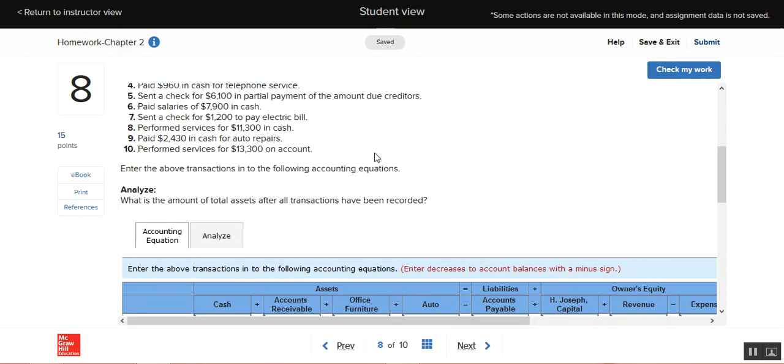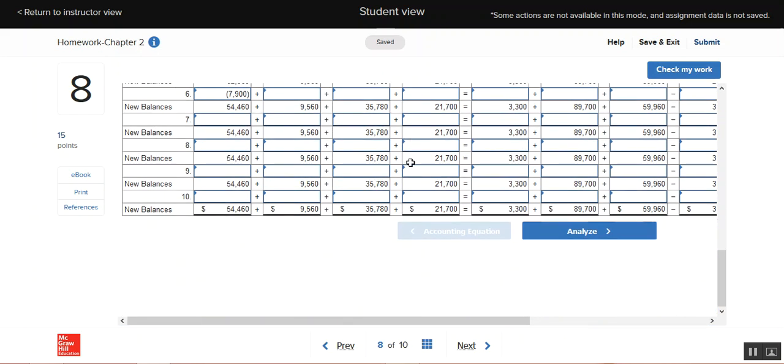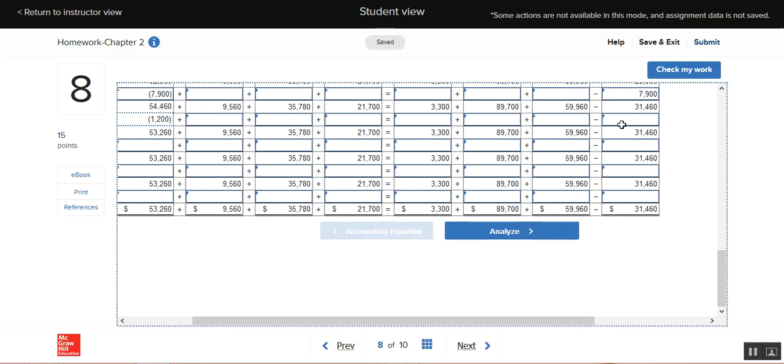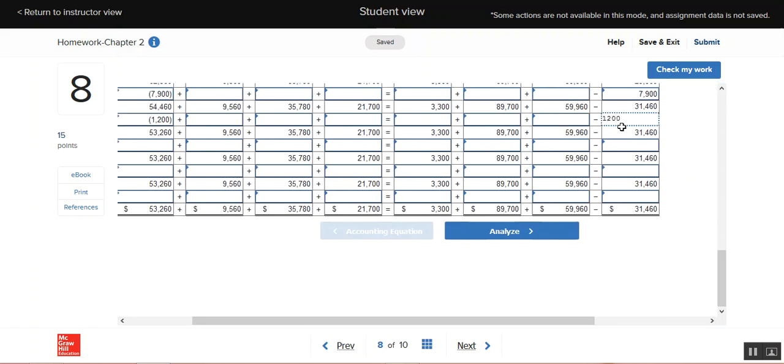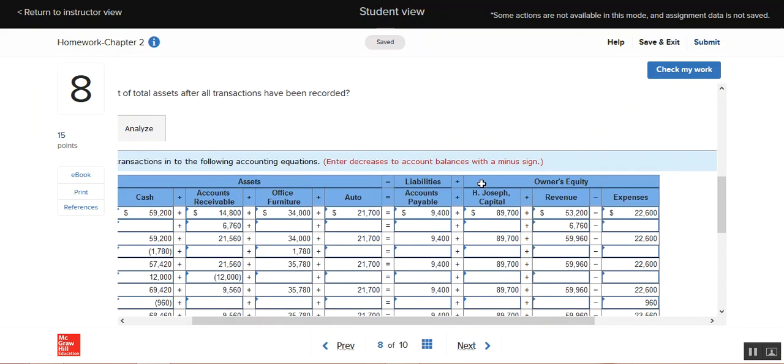Send a check for $1,200 to pay the electric bill. Going to subtract that from our cash, and again move all the way over to expenses and put it in the expense column.